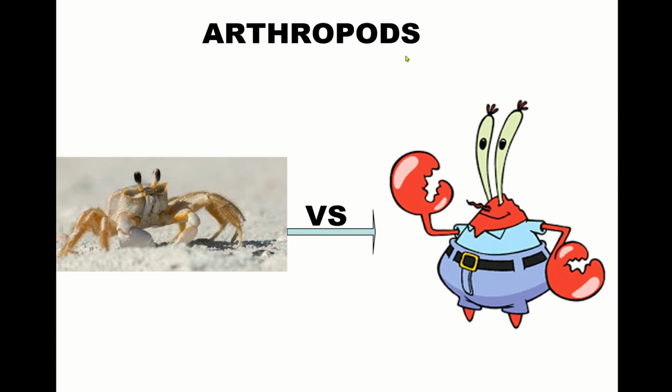Arthropods, animals with jointed legs. You have to start talking about your character. This is the crab of the well-known series SpongeBob, and this is a real one. The real one has the eyes at the end of a stalk. Here, this is not the same. They make a drawing with big eyes, but they are not at the end of a stalk.